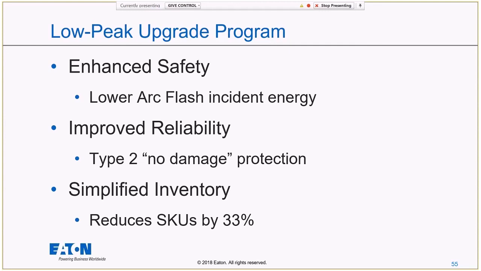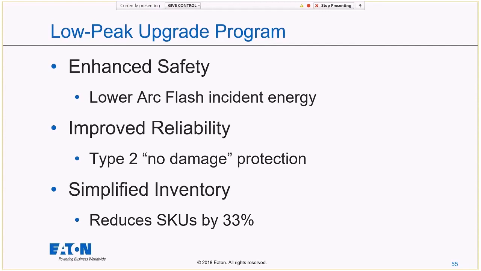Sometimes you can get type 2 no damage protection, and what that actually means is that whatever it's protecting can be used again after a short circuit. That is not necessarily the case with every level of protection, so you get that higher interrupting rating as compared to that K5 or that H fuse, and probably better protection for your actual equipment.